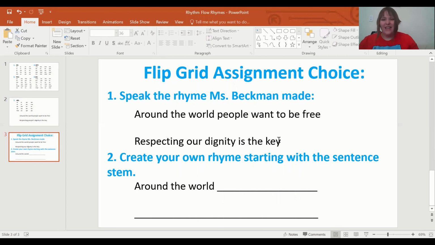Or you can pick your own rhyme, starting with the sentence stem around the world. Just make sure that when you complete the stem, you're taking the last syllable of the first line and making a rhyme with the last syllable of the next line. Good luck on your Flipgrid. Go ahead and do it. And after the Flipgrid, there's going to be a special surprise.